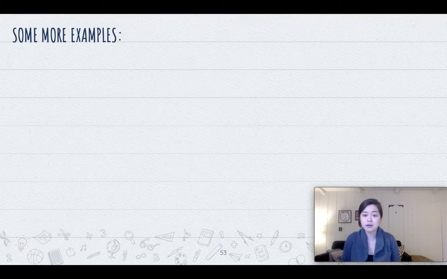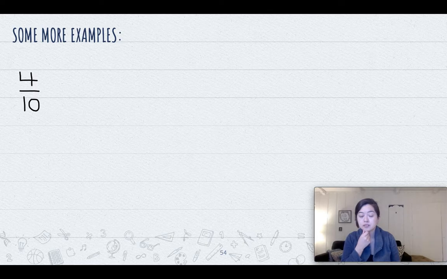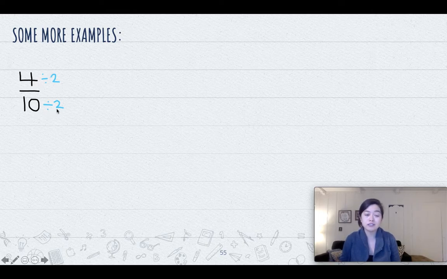Here are some more examples. We have the fraction 4/10. Can you think of a number that's the same that we can use to divide the numerator and denominator by? It has to be the same. It's 2. Let's divide the numerator by 2 and the denominator by 2. So 4 divided by 2 is what? 10 divided by 2 is what?